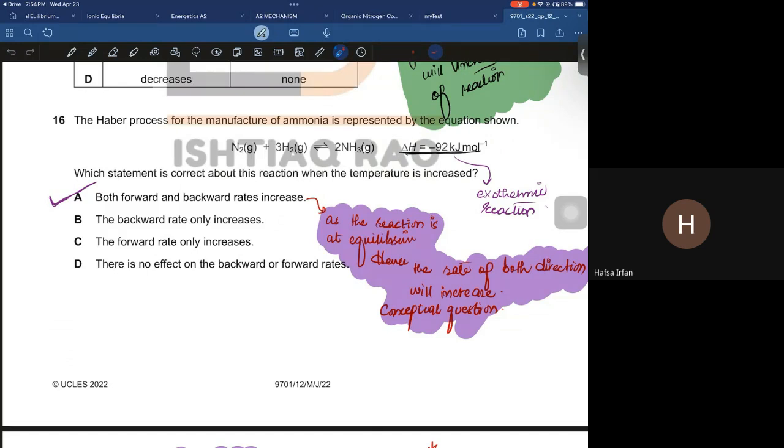Then option B says the backward rate only increases. How is that possible? This is an equilibrium reaction. Once the forward reaction increases, the backward reaction would also increase, of course. C says the forward rate only increases. And D says there is no effect on the backward or forward rates. No, there is an effect. The temperature can change the rate, of course. So that's why option A is correct.